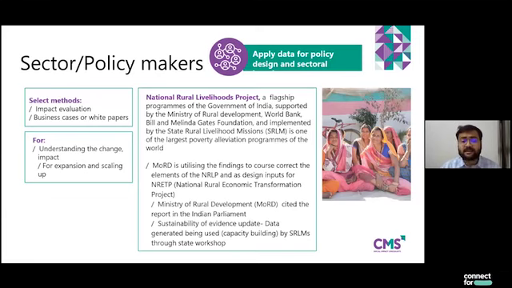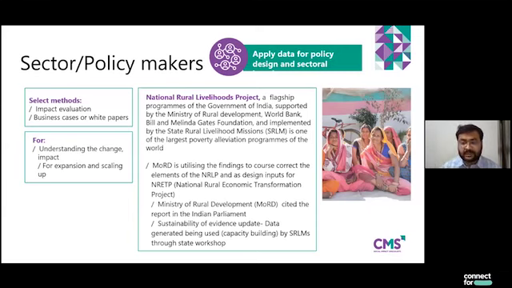This helps in understanding the changes, the impact, and also a very crucial aspect of it is expansion and scaling, because it helps you understand what's working and what is not. We, along with 3IE, did an impact evaluation of NRLP, which is a flagship program of the Government of India when it comes to rural development and livelihood poverty alleviation. It was an extensive impact evaluation where we collected data from 27,000 households across 9 states of India.